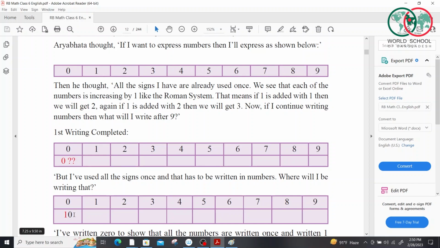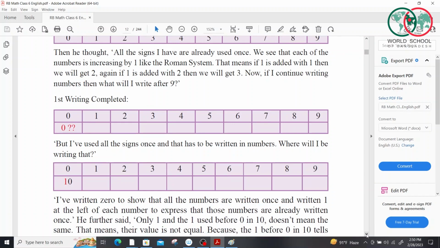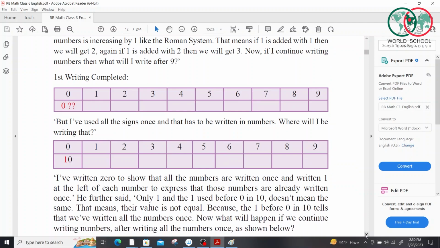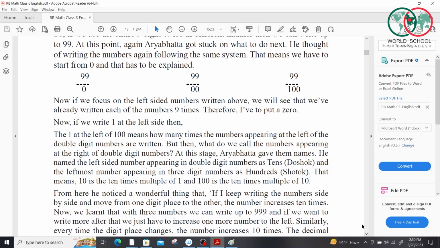To represent 11, we use 1, 1. To represent 12, we use 1, 2. This way, we use the first symbol 1, then other symbols after 1 to represent different numbers. We continue like this until it becomes 99. After 99, we use 100.